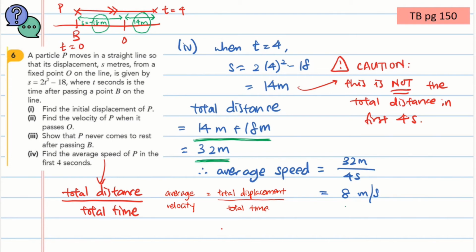And in conclusion, our average speed will be 32 meters over 4, and that is 8 meters per second. Okay, and that sums up our question 6.